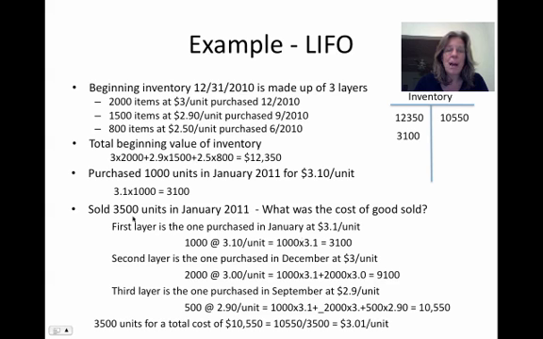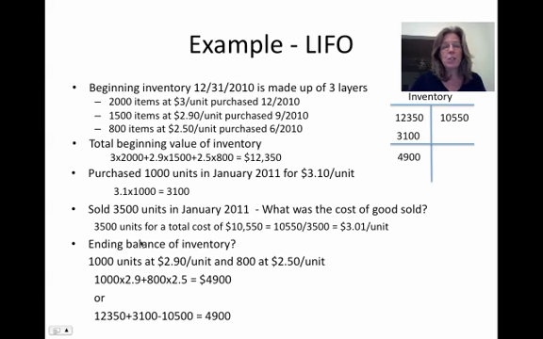But we're actually selling 3,500, so we need to go to the next layer, which are those that were bought in December. And there's 2,000 of those at $3 a unit. And that's still not quite 3,500. We have to take another 500 out of this 1,500 item layer, which is at $2.90. So that gives us a total cost of goods sold of $10,550. So that's where I have this number here as a credit to the inventory. And if we look at this on a per unit basis, it would be $10,550 divided by 3,500.